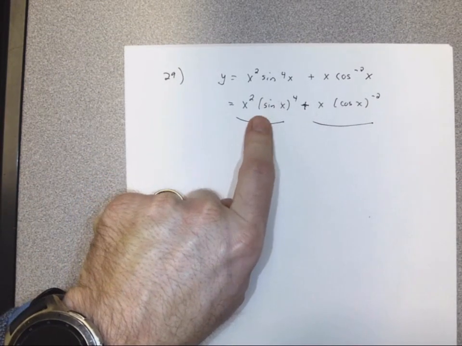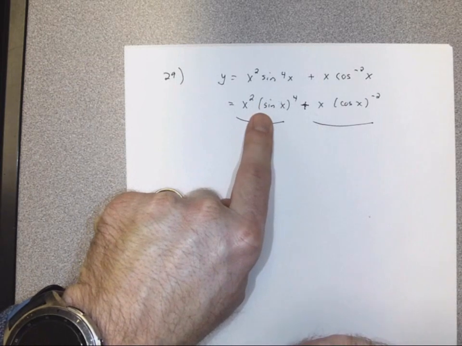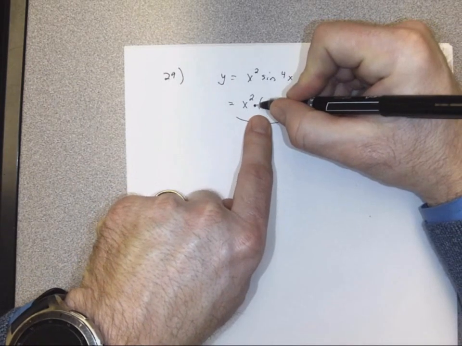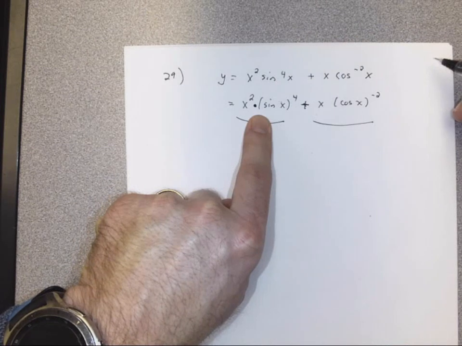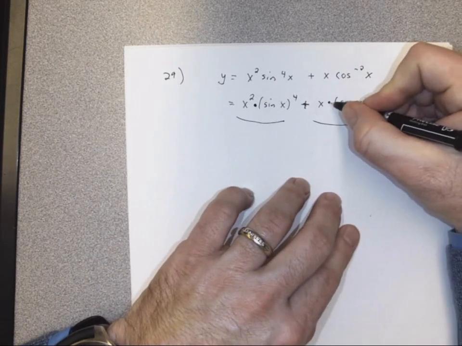For this one, what rule do you definitely have to use? Product rule, right? Is that clear? Because it's a product. The same thing here. This is also going to be a product rule.